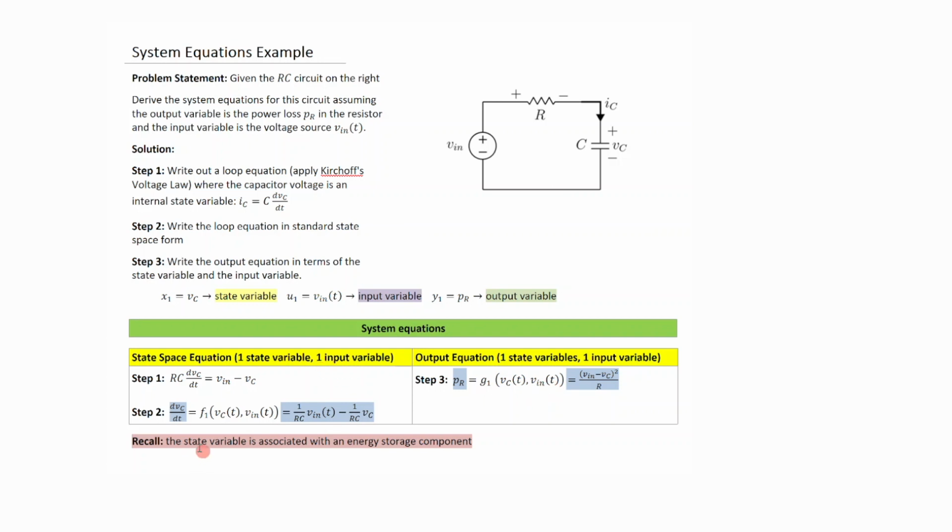Now just recall that the state variable is always associated with an energy storage component. So notice here, the capacitor is the energy storage component, and Vc was the state variable. Had this been an inductor, then the state variable would have been a current, since the voltage across the inductor is L times the derivative of this current through that inductor. So this is basically showing how we set up the system equations in the case of a simple RC circuit.